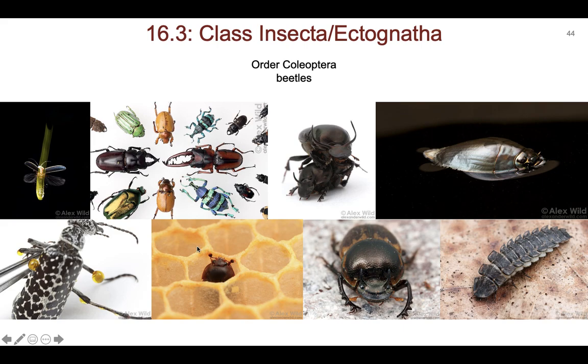This is a small hive beetle. They're a terrible pest of honeybee hives. This is a scarab beetle. A lot of beetles feed on decaying matter and poop, and so they're important for nutrient cycling. These are some Onthophagus horned beetles that, if you've taken ecology with me, you've heard me talk about. So this is just some diversity in the beetles.